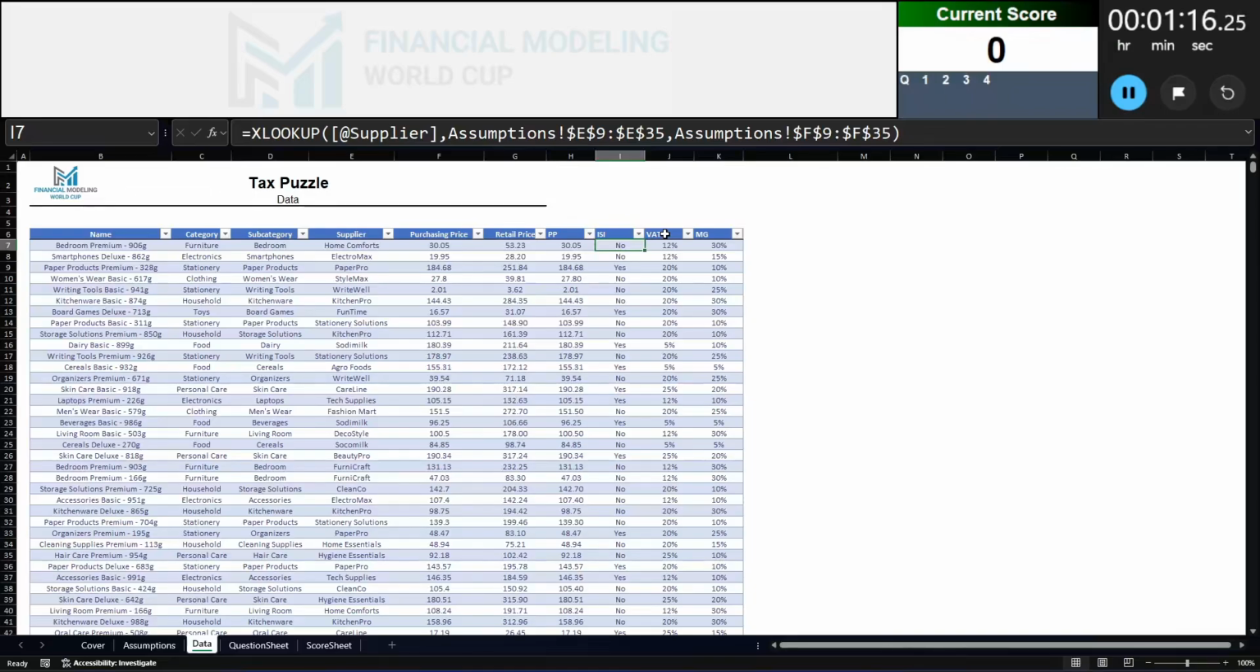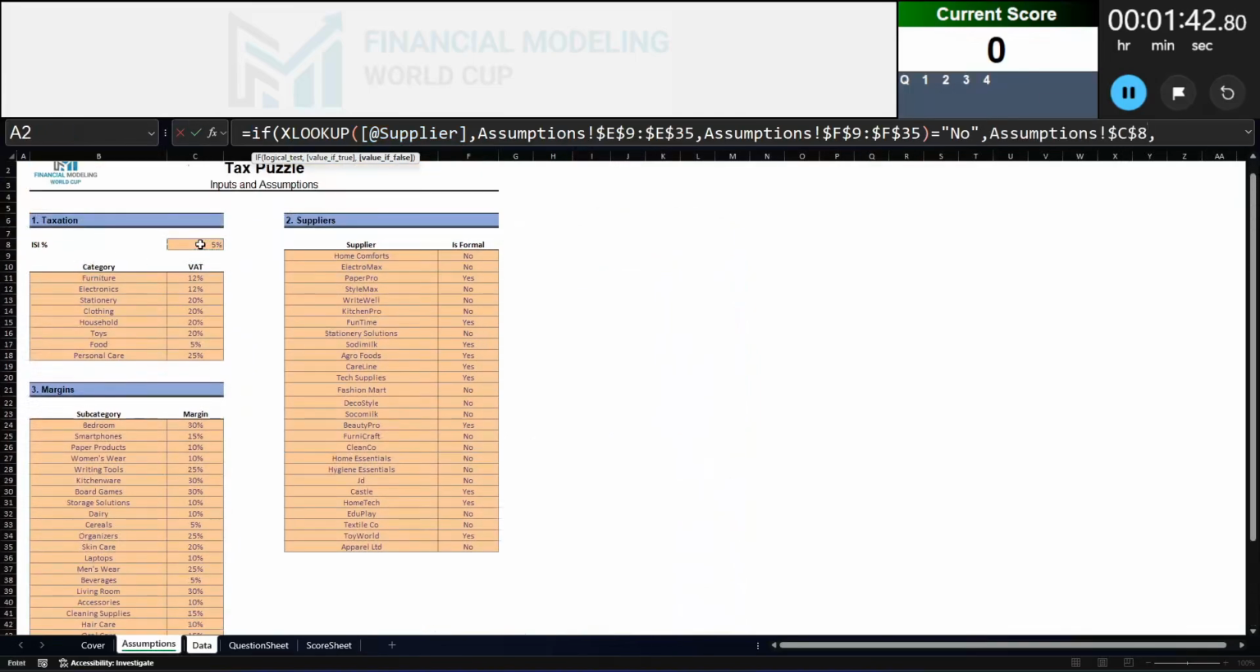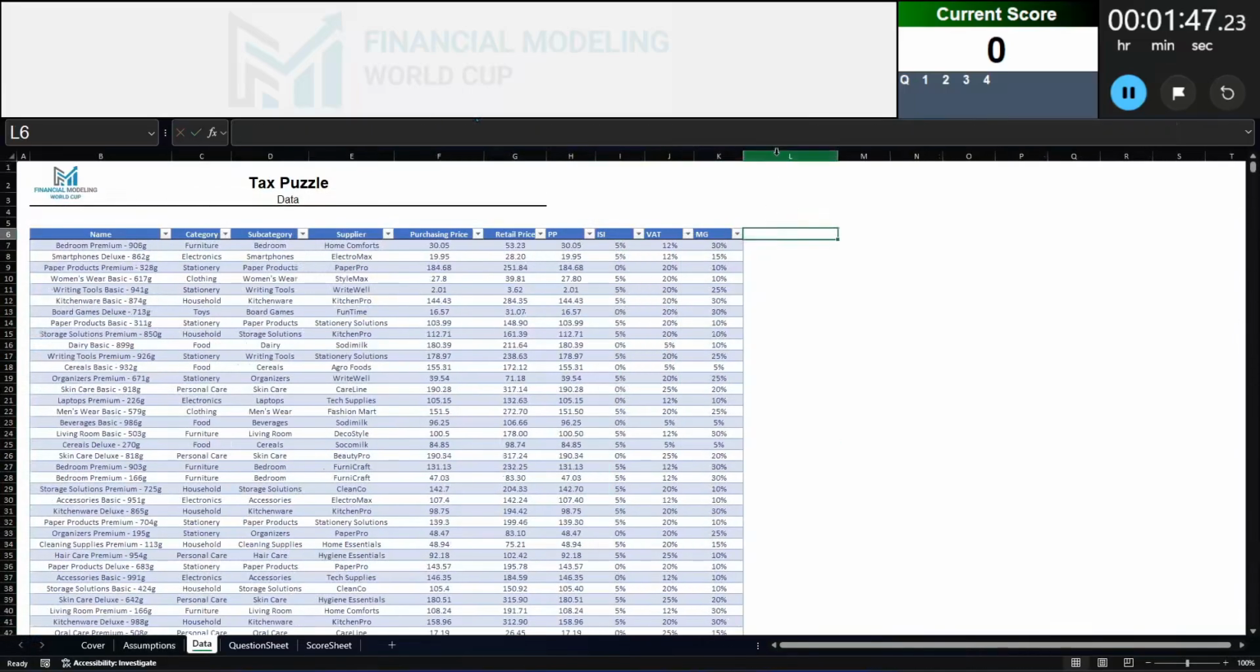Now, at this point, you're probably thinking, okay, the formula is the tricky part about this case. Not for me. The tricky part for me was knowing that yes means not that they need 5%, but that they are a formal supplier, unless they don't need 5%. I never caught that, and that's where I lost a lot of points. So let's wrap this up in an if statement. If this is no, then they get the tax. Otherwise, they get no tax. And we'll turn that into a percent there.